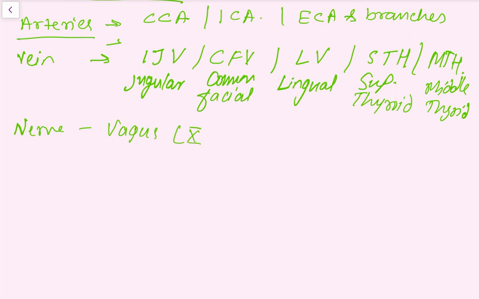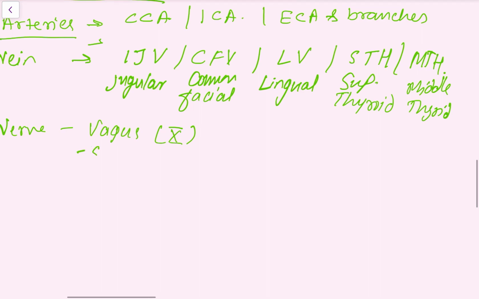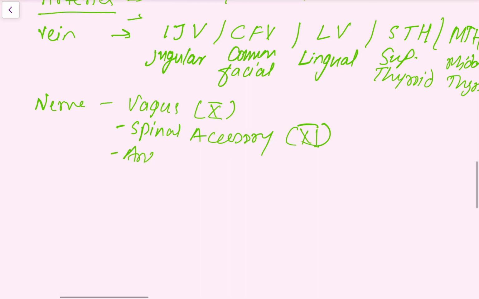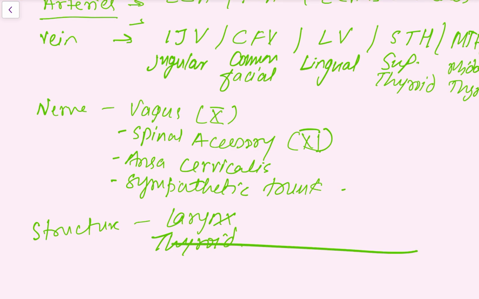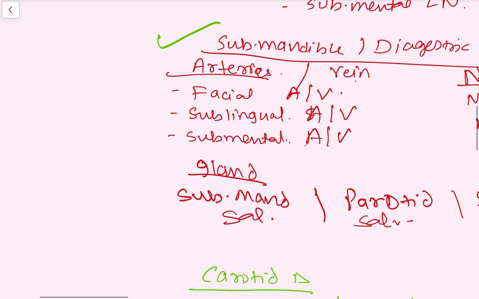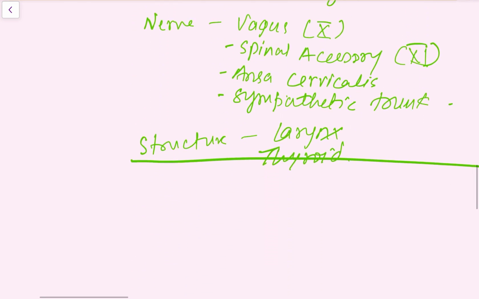Then you have nerves, two important ones here. Vagus, which is the 10th cranial nerve. You don't mess with this, right? If you mess with it, you will mess with your heart. Spinal accessory, the 11th cranial nerve, very important. Ansa cervicalis, we will learn about this when we discuss the plexus, okay? And sympathetic trunks, right? Then two important structures: larynx and thyroid gland. This is one of the most important triangles. The submandibular triangle and carotid triangle are very important, and you should not ignore them.